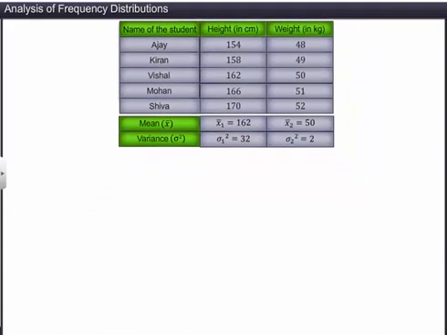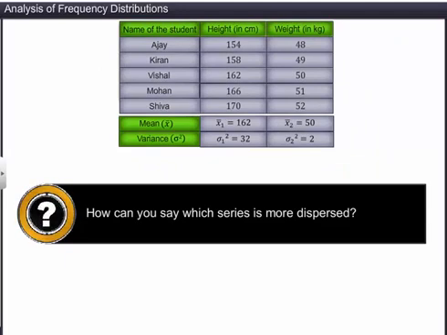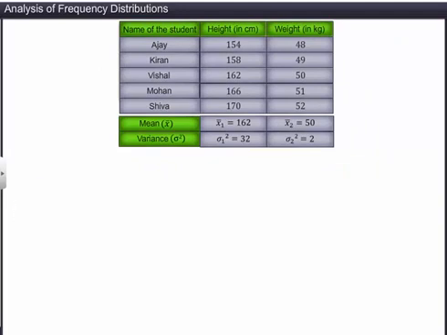How can you say which series is more dispersed? We cannot say which series is more dispersed on the basis of the variance. In such cases, we use another measure that is independent of the units.